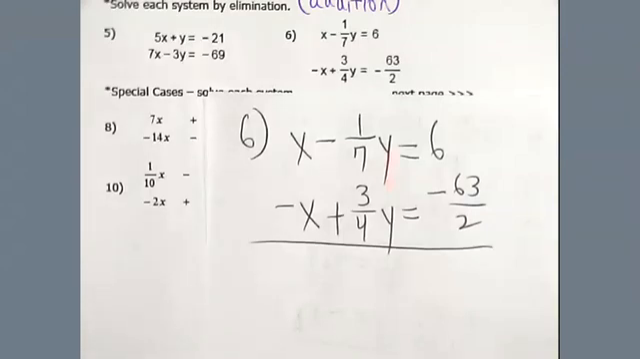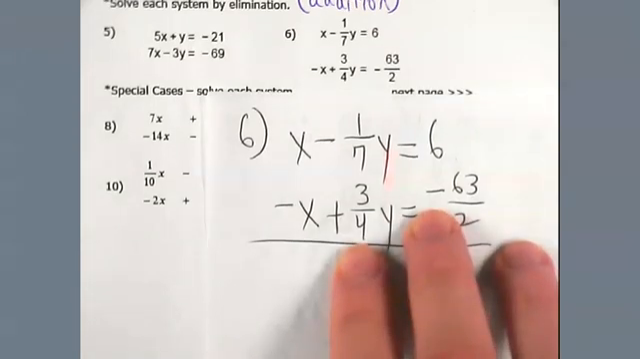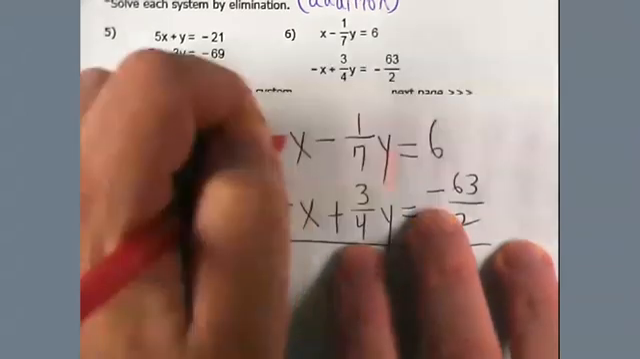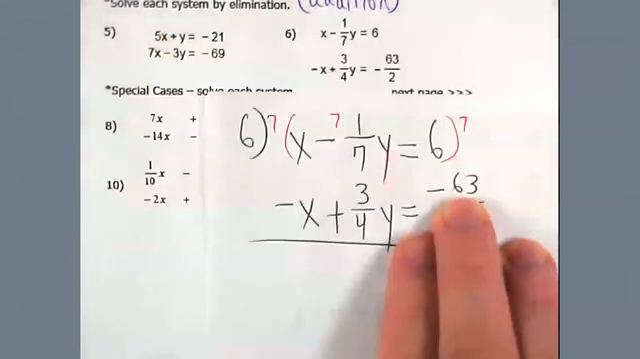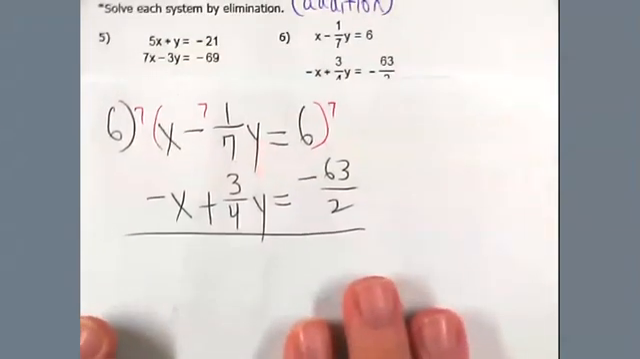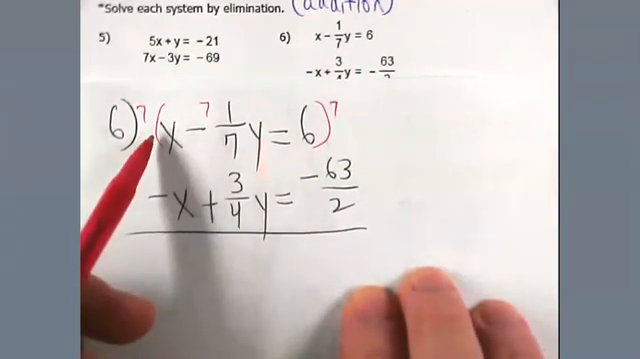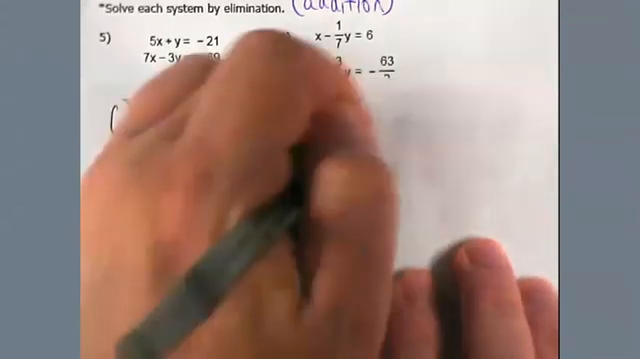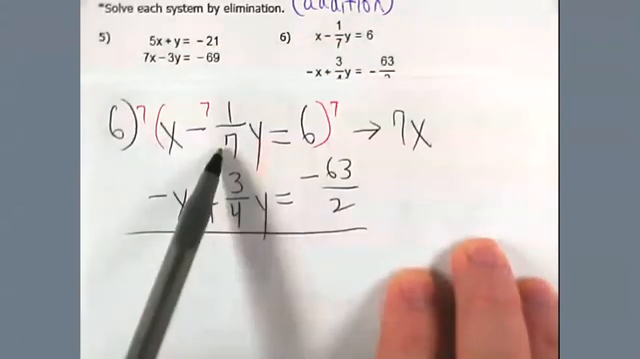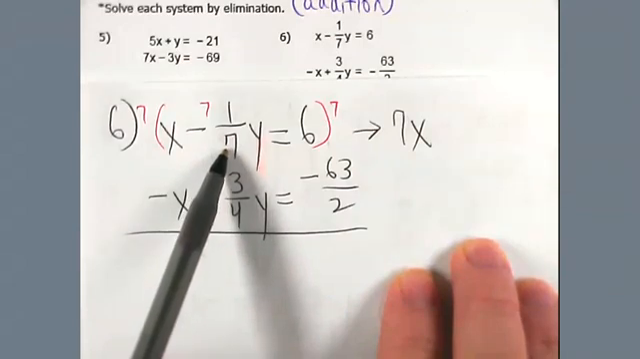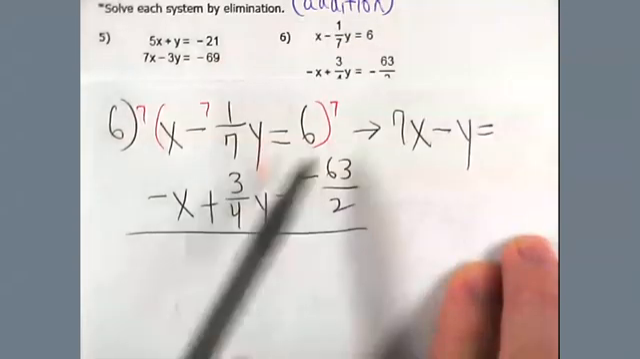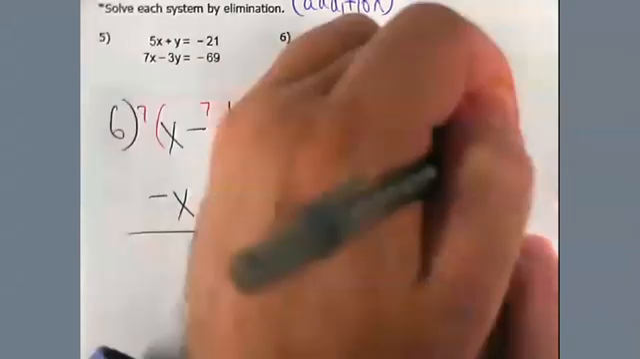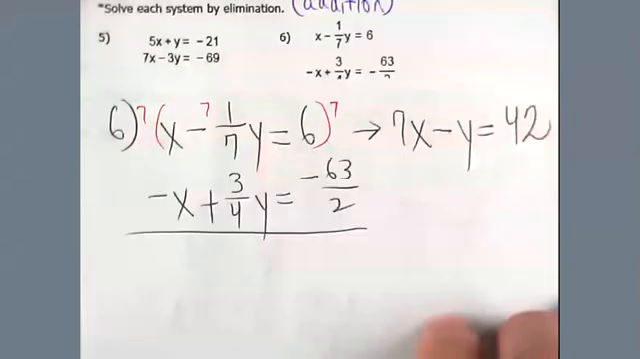So to eliminate the fraction in the first equation, just multiply the entire first equation by 7. So we have 7x. In the middle, the 7's cancel, just leaving us with minus y. And then 6 times 7 is 42.